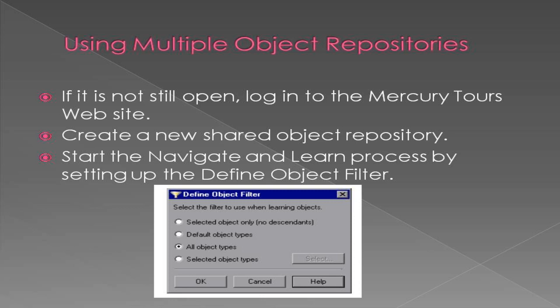3. Start the Navigate and Learn process by setting up the Define Object filter. A. In the Object Repository Manager window, choose Object, Navigate and Learn. Both QuickTest and the Object Repository Manager are hidden. B. In the Navigate and Learn toolbar, click the Define Object Filter button. The Define Object Filter dialog box opens. C. In the Define Object Filter dialog box, select all object types and click OK.